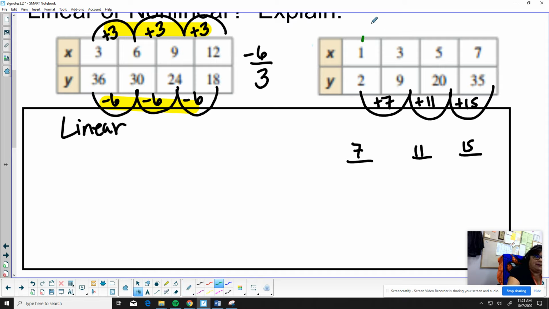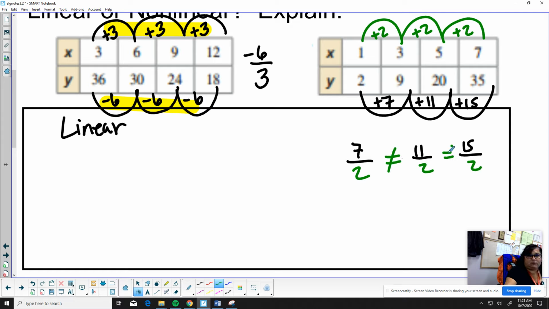If I go up here, you can see from 1 to 3, 3 minus 1 is 2, and the number went up. 5 minus 3 is 2, and the number went up. And 7 minus 5 is 2, and the number went up. So my denominators are 2. Well, these are not equal. If you do 7 divided by 2, that's 3.5. If you do 11 divided by 2, that's 5.5. And if you do 15 divided by 2, that's 7.5. These are not equal fractions. This makes a nonlinear image if I were to draw it.